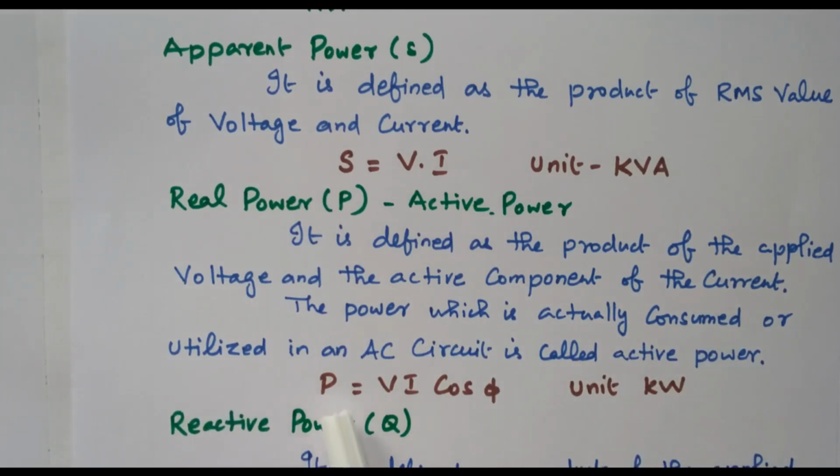That is represented as P equal to VI cos phi. The unit is kilowatt. So this is the active component that is actually consumed in the circuit.